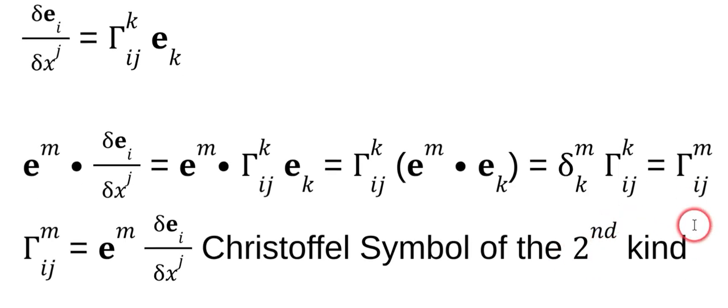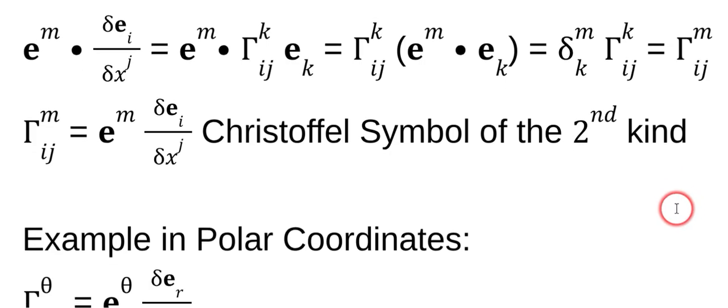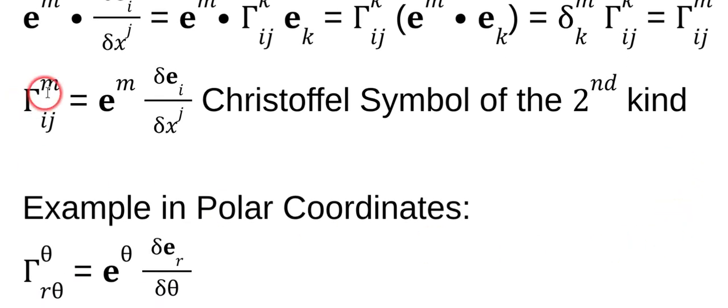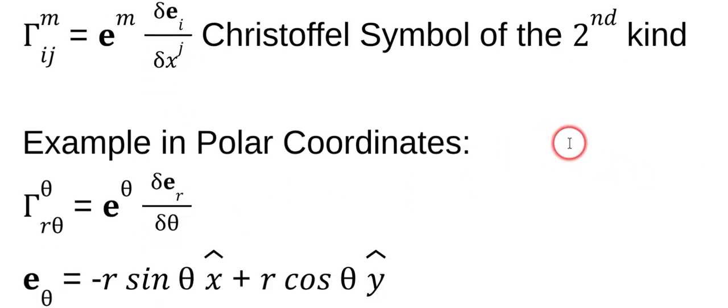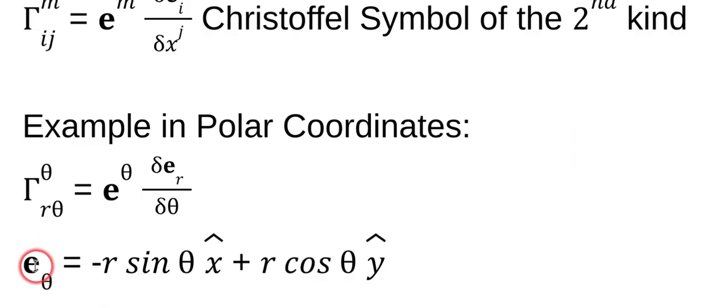Okay, let's do an example of this in polar coordinates. I'm going to pick one of these that I know is non-zero. So m is theta, i is r, j is theta. Now we just follow the indices. So e_i is e_r, and the coordinate is theta. We've done this many times in the videos, where we derived the covariant basis vectors in polar coordinates, and it's this.